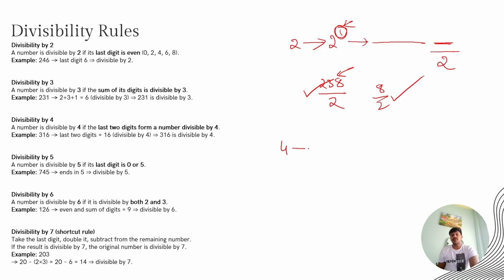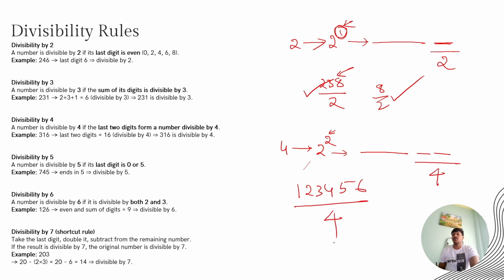Now I will tell you why I am writing 2 power 1. Now, how can I write 4? 4 is 2 square. How much is in the power? 2. So use the same kind of rule as 2, but this time check the last two digits. If the last two digits are divisible by 4, then the entire number will also be divisible by 4. For example, I want to check 123456. Is it divisible by 4 or not? You need not do the actual calculation. Just check whether 56 is divisible by 4 or not. Yes, then this number will also be divisible by 4.